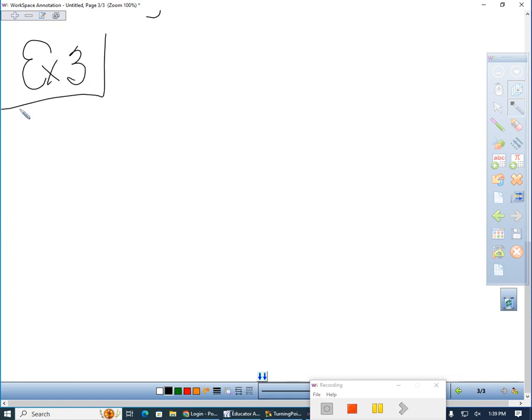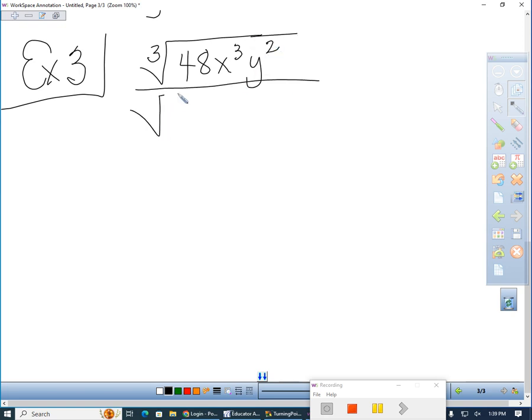Say we have, let's go with the cube root of 48 x to the third y squared over the cube root of, we'll just go 6 x y to the fourth. All right, so we've got to reduce our fraction first.